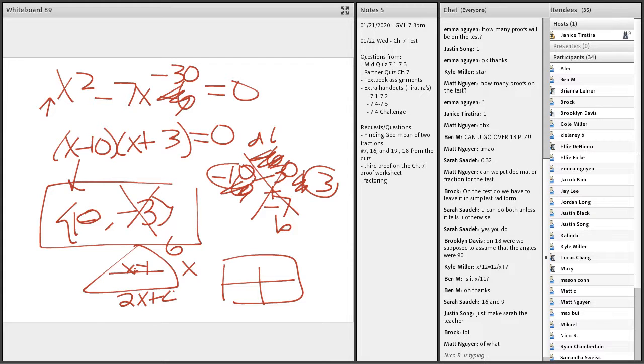Okay? So again, a lot of factoring, probably 3 or 4 questions dealing with factoring. So you set it up and then factor. All right, so those were the questions from the quiz: 7, 16, 18, and 19.